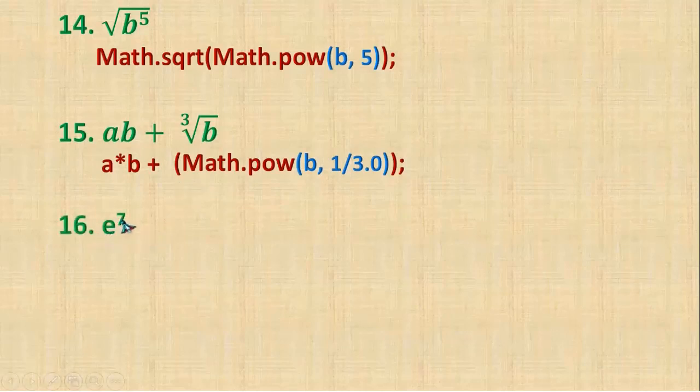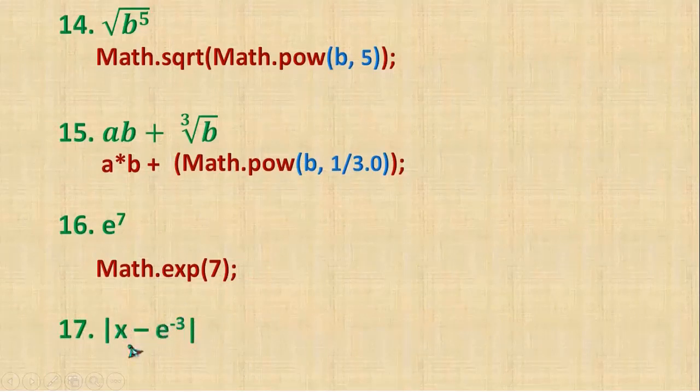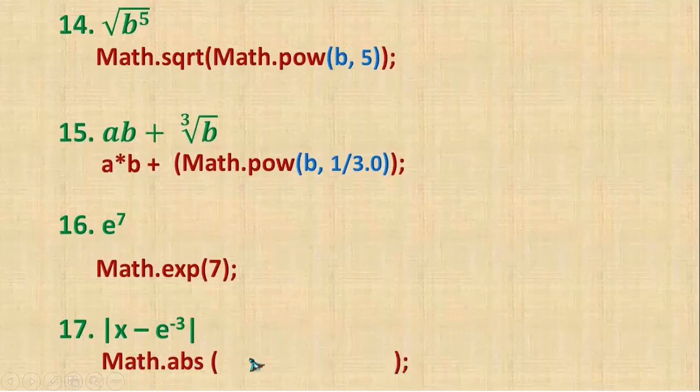Then e to the power 7. That is, we have separate function for e to the power, that is exp. Math.exp of 7. Next here you can see absolute value of the whole thing. So we write Math.abs of, then x minus Math.exp of minus 3.